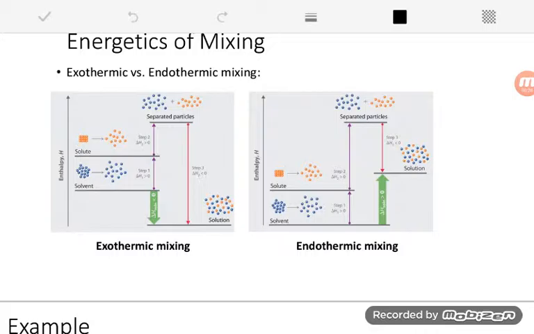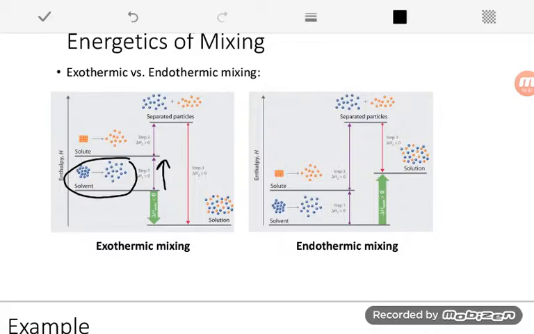In the first step, first of all, we have to make room for whatever we're mixing together. So we have a solvent, and we have to separate those solvent particles. And when we do that, we have to break the intermolecular forces holding those solvent molecules apart. So that requires energy. So we see in this energy diagram, we have to move up because we're requiring some energy.